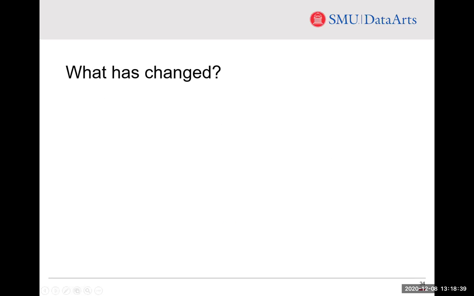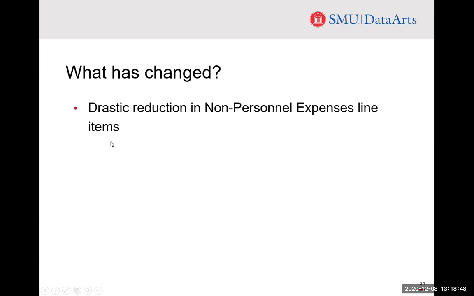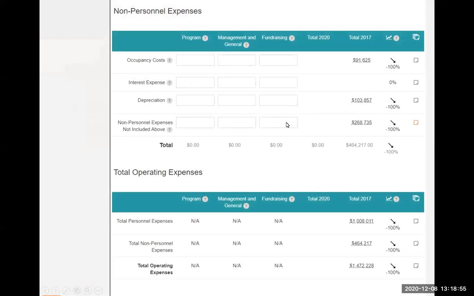Okay, so let's focus on what has changed in the expense section. And this is going to be similar for both types of organizations on our call today. The main change is that we've made a drastic reduction in expense line items in the non-personnel expenses. So let's take a look at this. If we look at the non-personnel expenses, you can see that we really only have 3 specific lines left in this section. We have occupancy, interest expense, and depreciation. This is very reduced from the current profile. We have about 17 different lines.